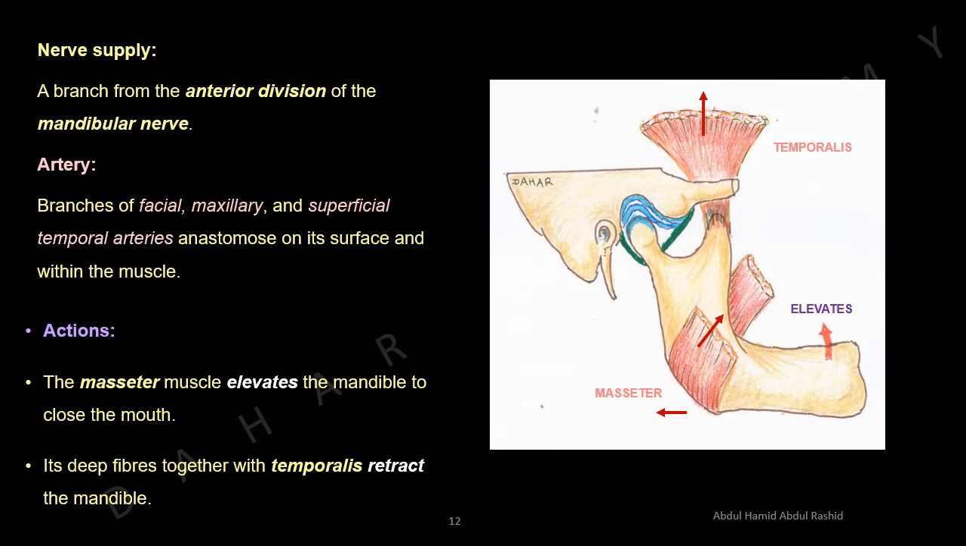Nerve supply of the masseter: it receives a branch from the anterior division of the mandibular nerve. Artery: branches of the facial, maxillary and superficial temporal arteries anastomose on its surface and within the muscle. Action: look at the masseter muscle. It elevates the mandible to close the mouth. Its deep fibers, together with the temporalis muscle, retract the mandible.